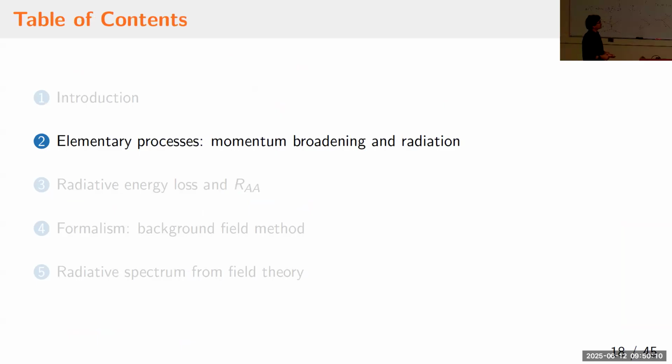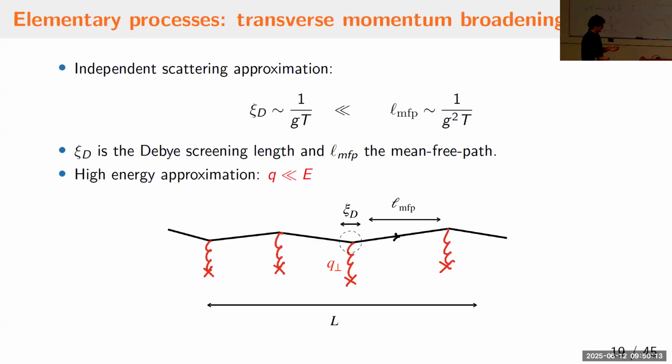All right, so now the elementary processes. Before we talk about inelastic processes, we have elastic processes. A high energy parton can go through the plasma and scatter off scattering centers in the plasma. If the plasma is large enough and the mean free path is much smaller than the system size, then you could expect many scatterings to happen. For a thermal plasma, the mean free path is given by 1 over g squared times the temperature.